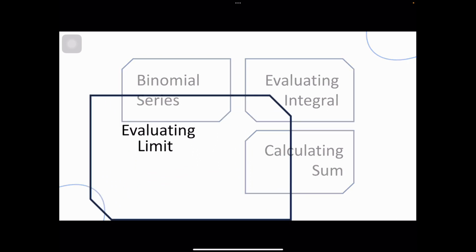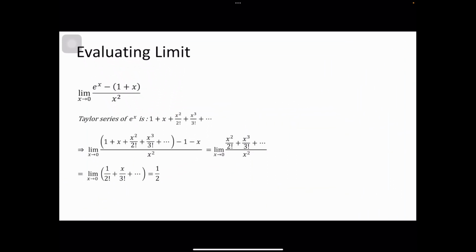Now let's go to evaluating limit. This one is pretty easy. We got a limit here, e to the power of x minus 1 plus x over x squared. So again, you have to remember or know the Taylor series that's generated by e to the power of x, which is 1 plus x plus x squared over 2 plus x cubed over 3. So once we know that, we can simply substitute it in for the e to the power of x. You see here, so minus 1 here is done, x is done. So what we got is x squared over 2 factorial plus x cubed over 3 factorial.